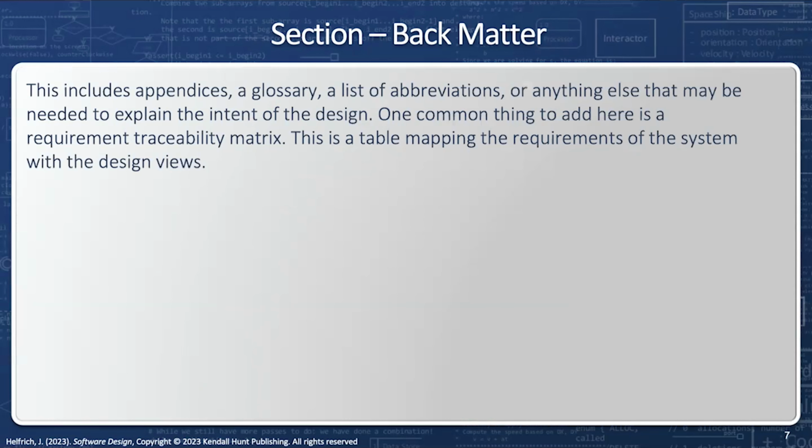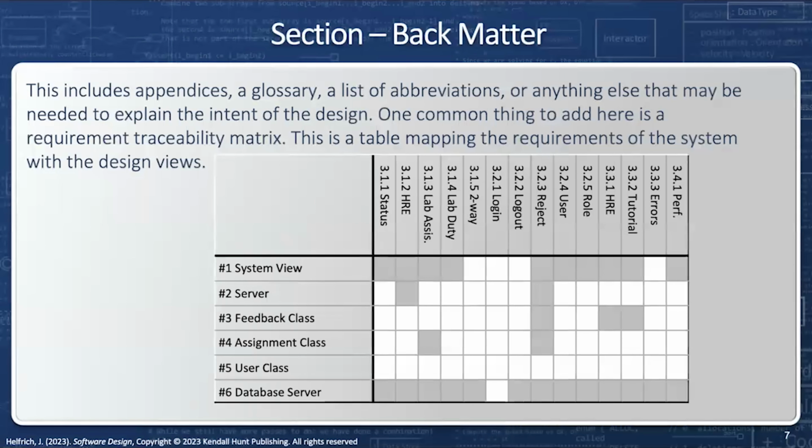Now, the last part is the back matter, and this could be empty, but more often than not, we need to add some additional information to make the design description understandable. The back matter includes appendices, like a glossary or list of abbreviations or anything else that may be needed to explain the design. Perhaps the most common and useful is something called a requirements traceability matrix. And this maps the requirements, in this case on the column headers, to the design views on the row headers.